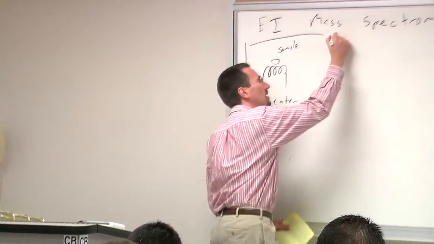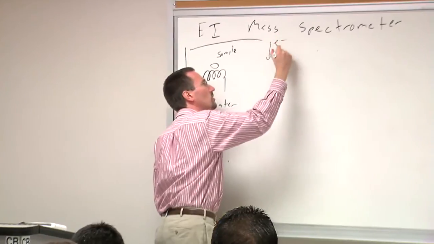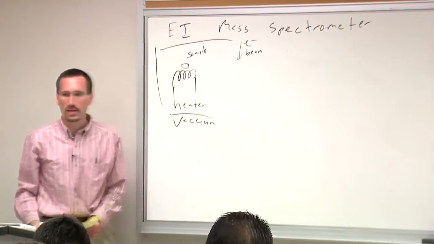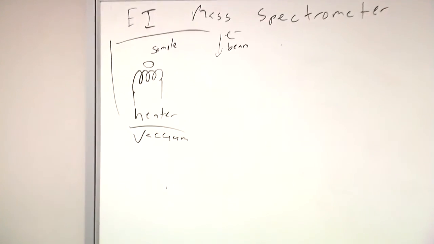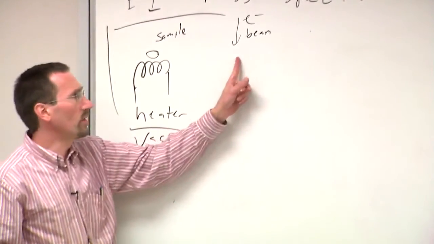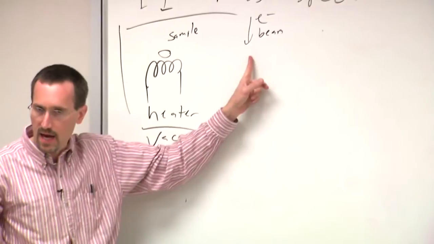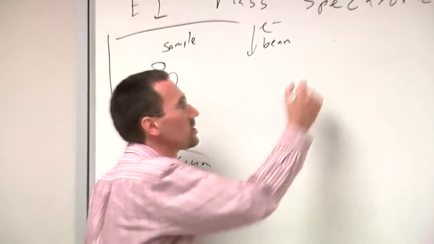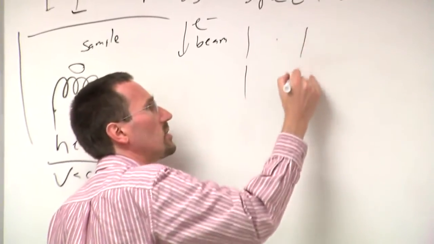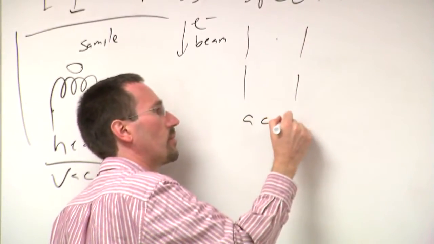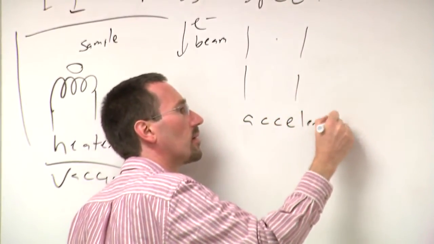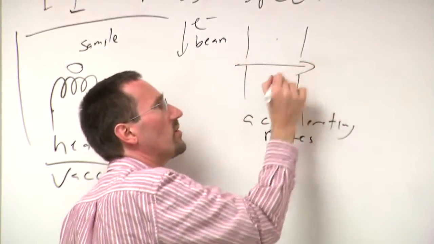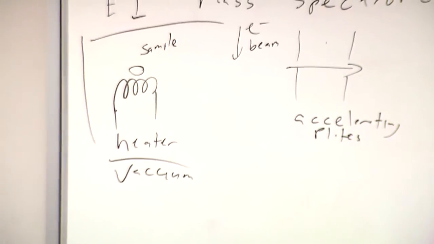Once you get the molecule into the gas phase, you hit it with an electron beam. That electron beam typically ends up being at 70 electron volts. The molecule now in the gas phase is ionized, but it's not moving at any particular rate. So then what you do is you have a pair of accelerating plates. Those impart velocity to the molecule.